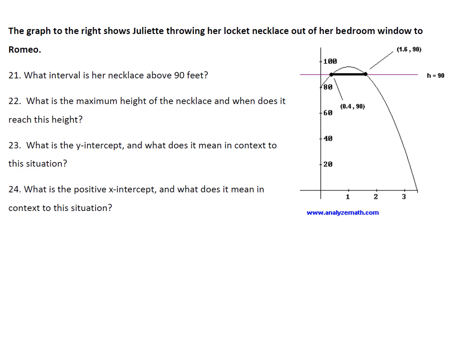So for this one, it says the graph to the right shows Juliet throwing her locket necklace out of her bedroom window to Romeo. Don't judge, I didn't make up this problem. Number 21 through 24, so picking up where we left off. On your paper, write those numbers down, press pause again, answer these questions, and then when you're ready to continue and check your answers, press play. So again, at this time, please pause the video.